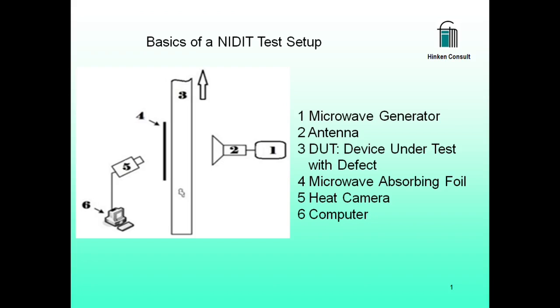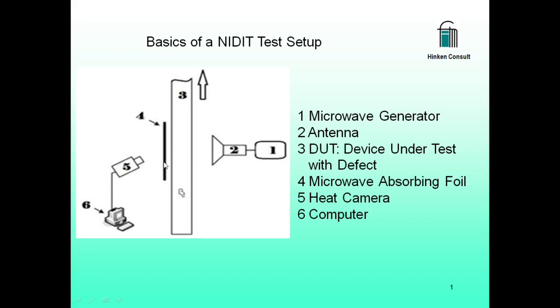Here we see the basics of a NIDIT test setup. A microwave generator, for example at 24 GHz, and an antenna widespreadly irradiate the device under test. On its backside, there is a microwave absorbing foil. The microwave radiation, which is homogeneously incident on the front side, inside the DUT is affected by the defects and thus is inhomogeneously incident on the microwave absorbing foil.